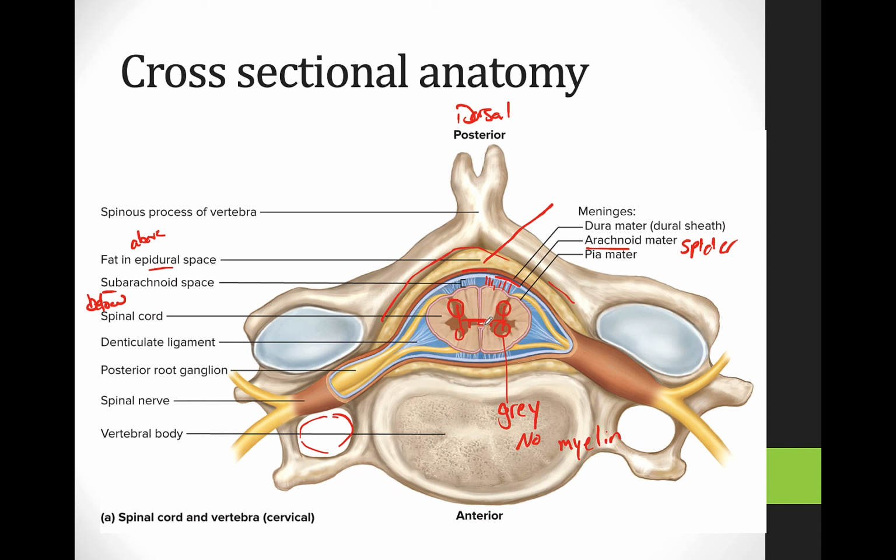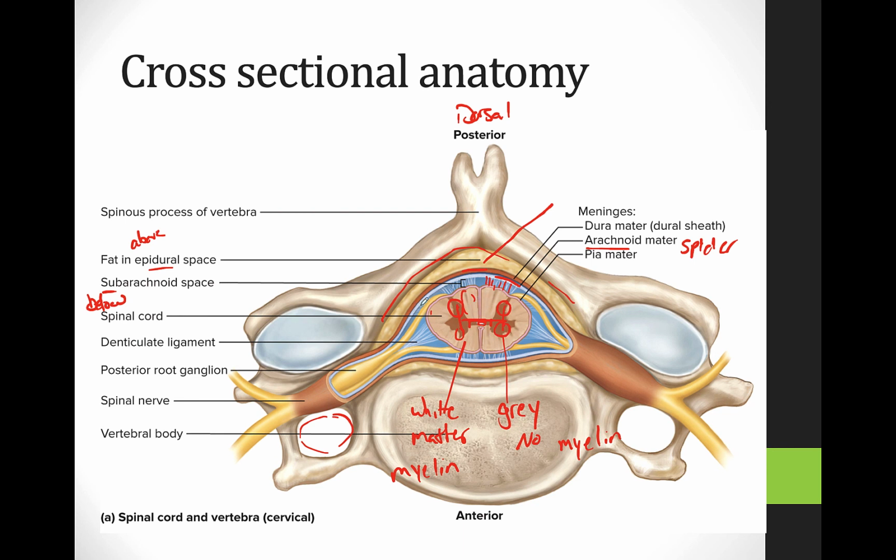Here we have the central canal. That central canal is going to be continuous all the way to the brain with the ventricles of the brain. All of this lighter matter out here is going to be the white matter. And it does have myelin. So these are going to be faster nerve impulses that are conductive through the myelin.